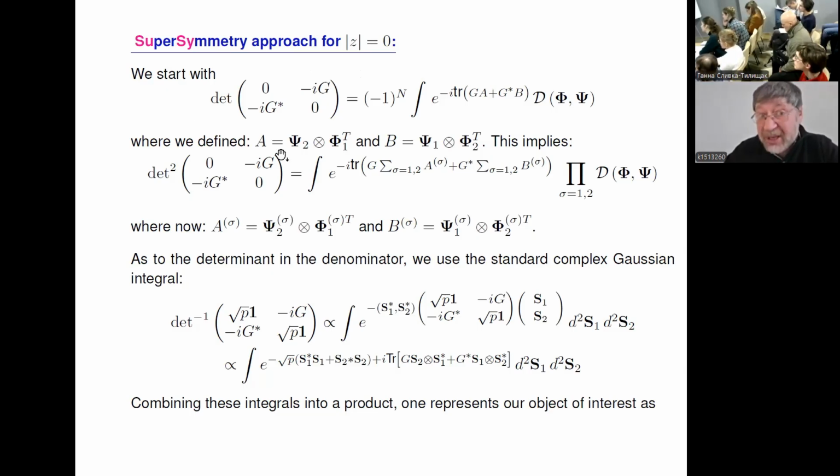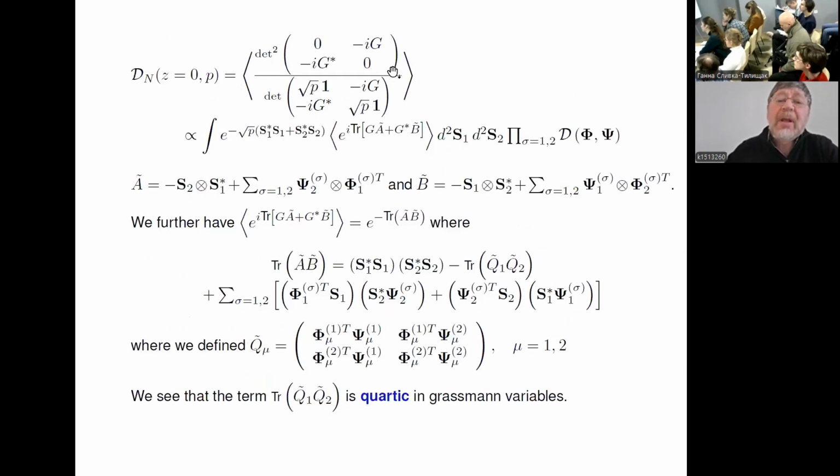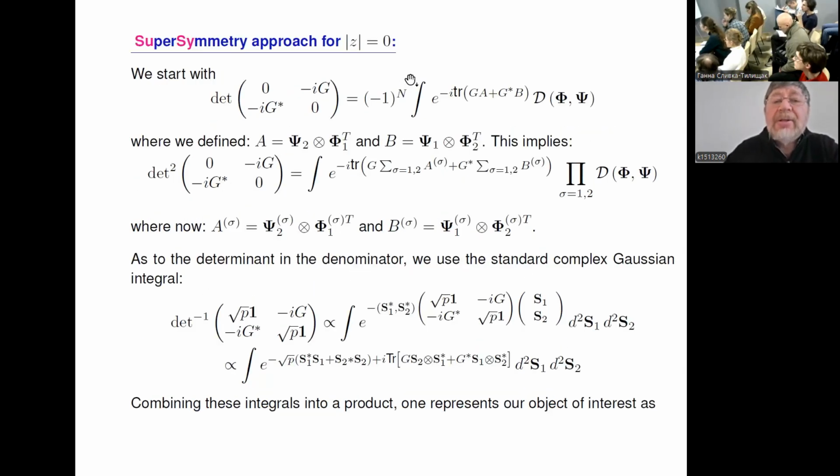So the first step is as before: representing determinants as integrals over a single determinant, as an integral over these sets of phi's and psi's, four vectors phi's and psi's.